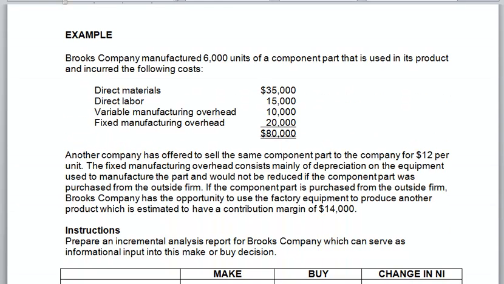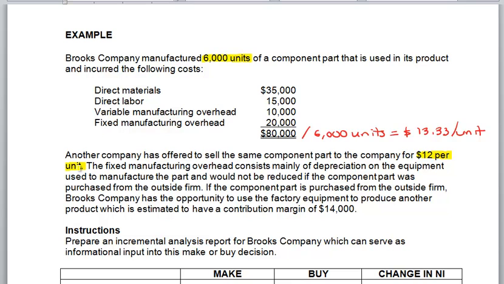Brooks Company manufactured 6,000 units of a component part that is used in a product and incurs the following costs for these 6,000 units. And you can see we've got direct materials, direct labor, variable overhead, and fixed overhead. Now if we take this 80,000 and divide it by the 6,000 units, we'll get a cost per unit of $13.33. Another company has offered to sell the same component part to our company for $12 per unit.